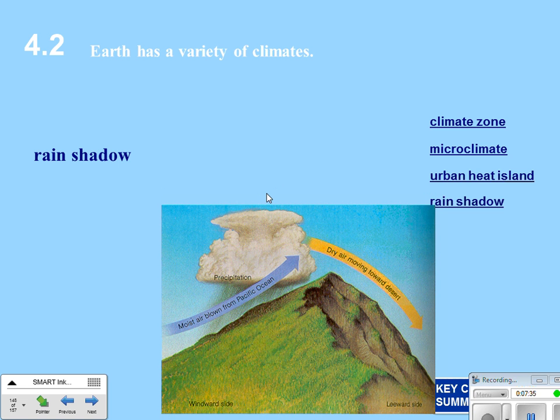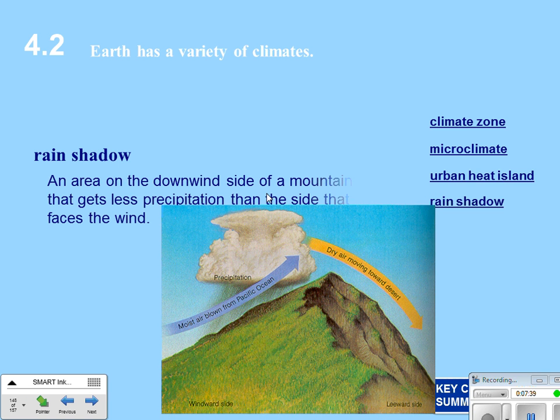And then the rain shadow. This is going to be really important for you to know as well. With a rain shadow, an area on the downwind side of a mountain gets less precipitation than the side that faces the wind. So if you watch the weather on the news, we know that weather is going to move from the west to the east. So the cloud here is moving again from the west to the east.